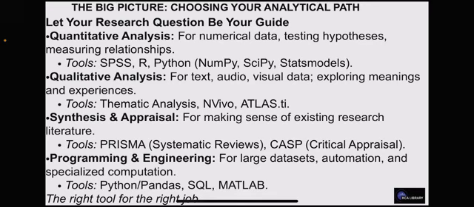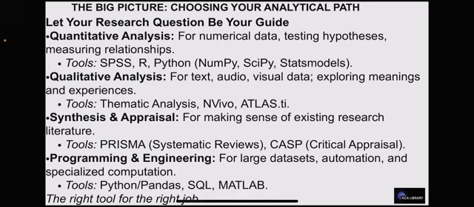So you let your research question be your guide. In choosing your analytical path, one important thing that is very essential is to ensure that your research question is your guide, so that you won't be answering a different thing entirely. Your analysis will be answering your research question.